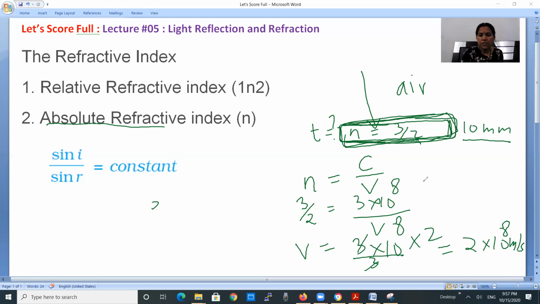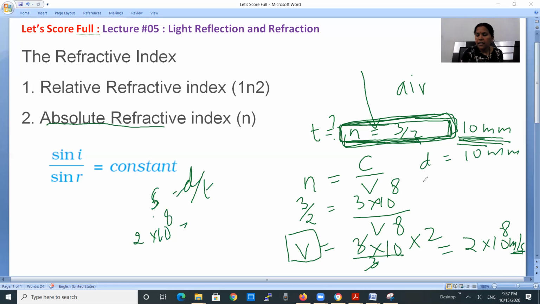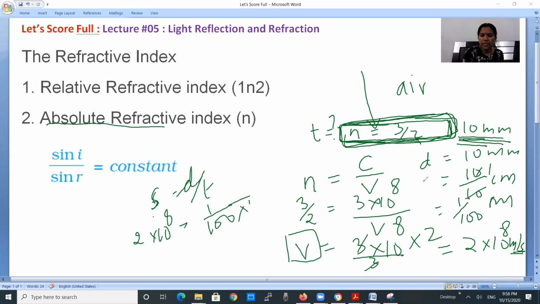No problem. Speed equals distance upon time. Correct? Speed is 2 into 10 raised to 8. Here the notation is S, but actually V is speed. Clear? Distance is 10 mm. So D is 10 mm, but speed is in meter per second, so I need to convert mm into meter. D is 10 mm. Divide it by 10, you'll get centimeter. So this is 1 centimeter. Again you divide by 100, you'll get meter. So the distance is 1 upon 100 meter, and there is a time.